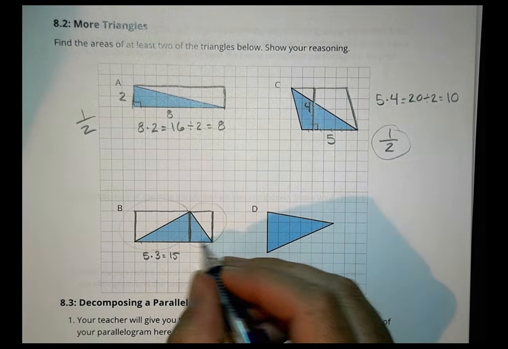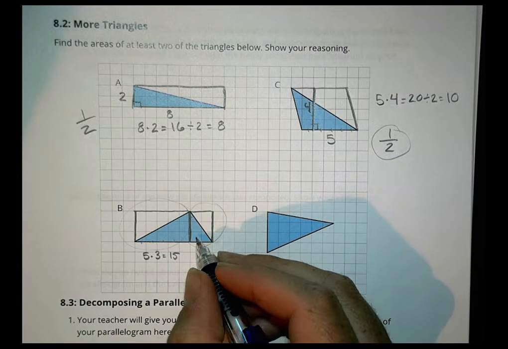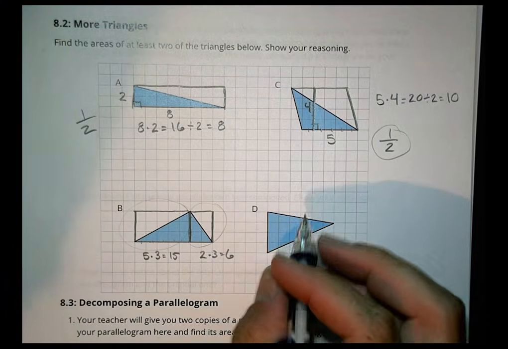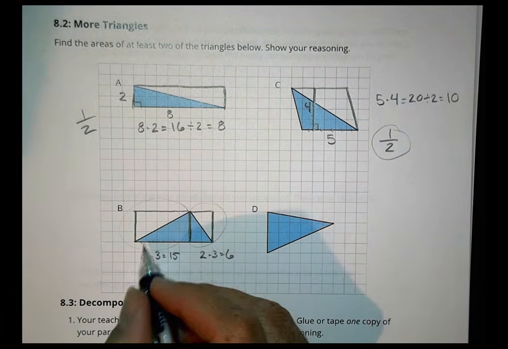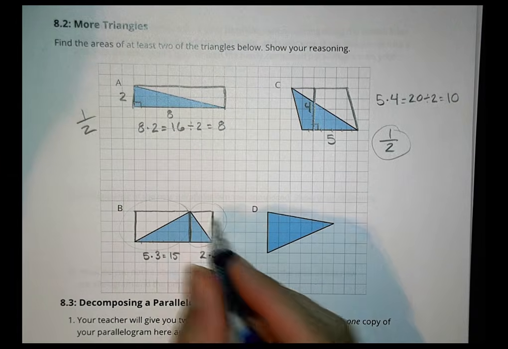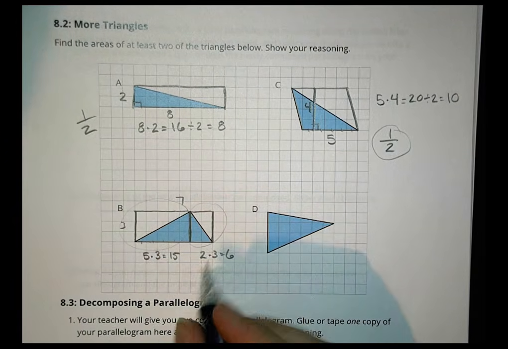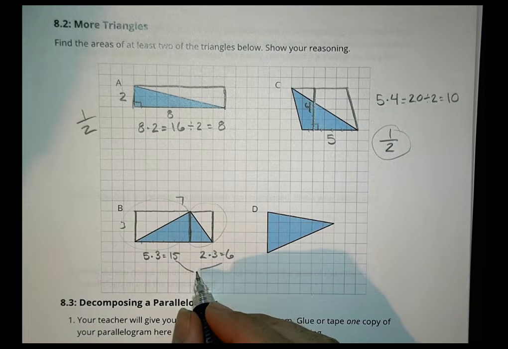Over here, this one is a base of 2 times a height of 3, which is 6. And so the combined area would be actually 5, 6, 7 times 3. If I want to think of it that way, the whole thing is 7 by 3, which is 21. So 15 plus 6 combined to make 21.